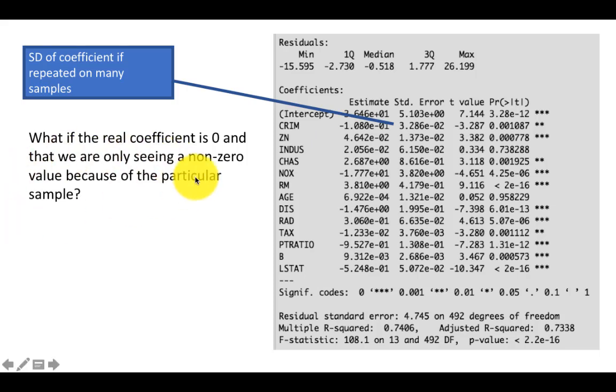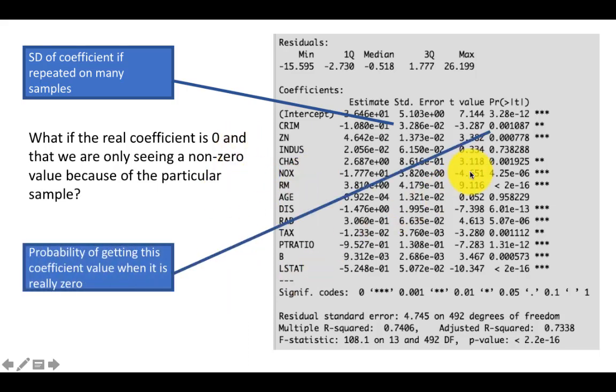So that's what we want to be sure about, that this is not something crazy that's happening, and that if you repeated it on many samples, you'll still get some value which is somewhat like this. So the specific question we ask is, what if the real coefficient is 0? In other words, CRIM has no connection, but this sample is just telling us that value. So that is what this probability is.